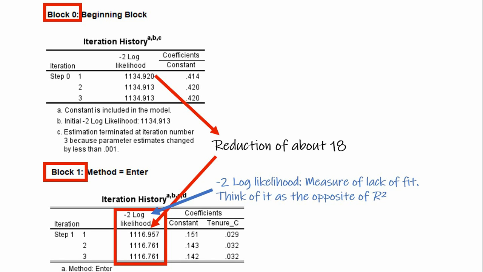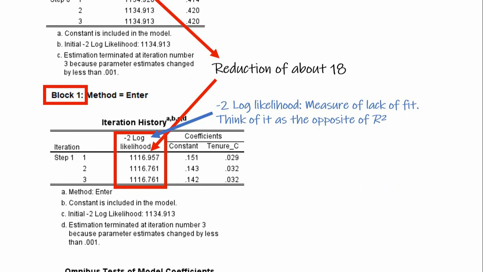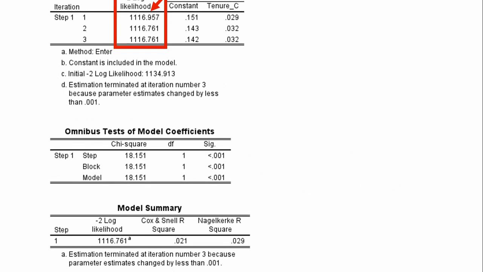Now, earlier I mentioned our model here is better than the null model with a reduction of about 18 in -2 log likelihood. Is that reduction of 18 big enough for us to say the model fits the data significantly better than the null model? Well, to answer that question, we go down on the output and look at the omnibus tests of model coefficients.